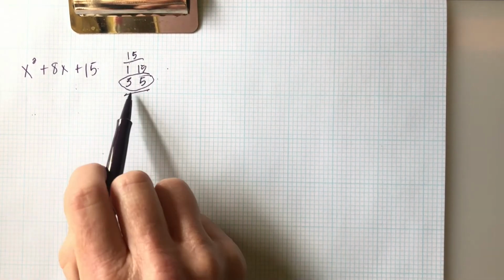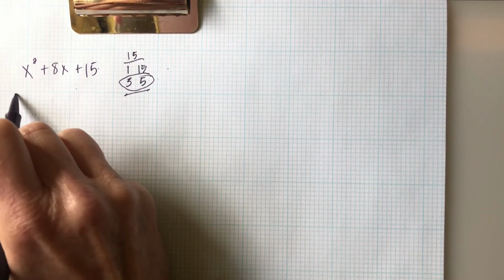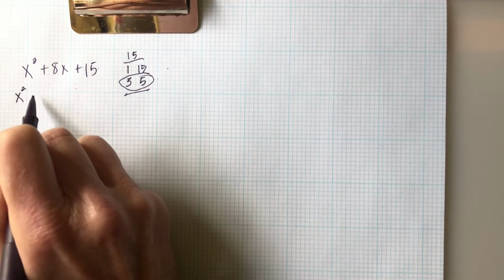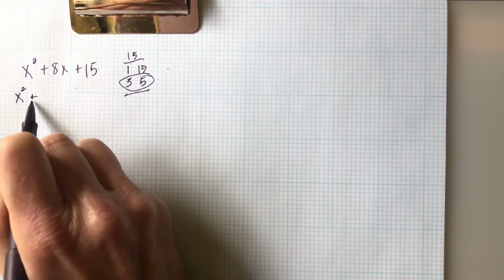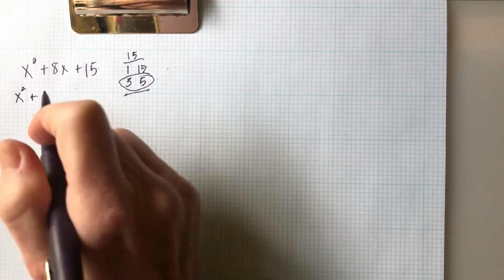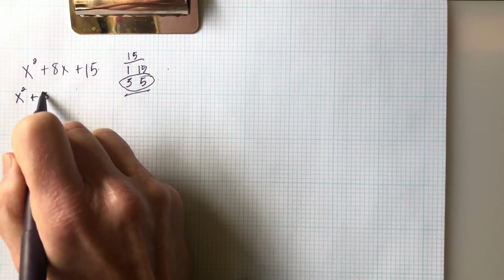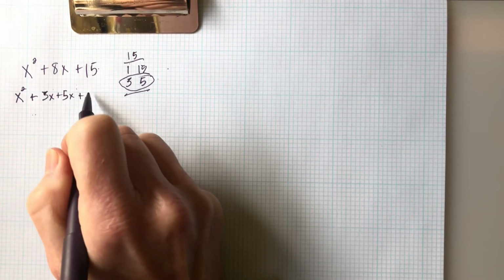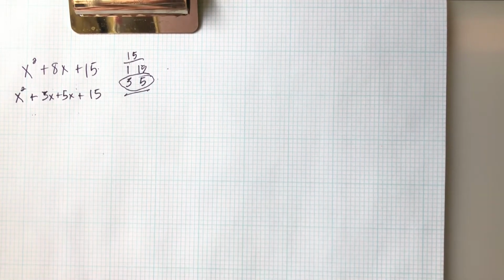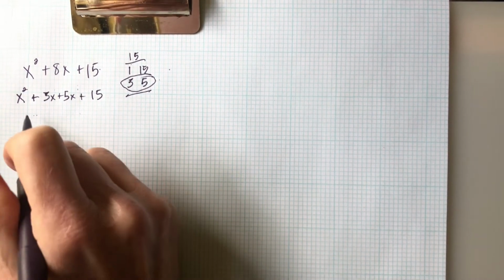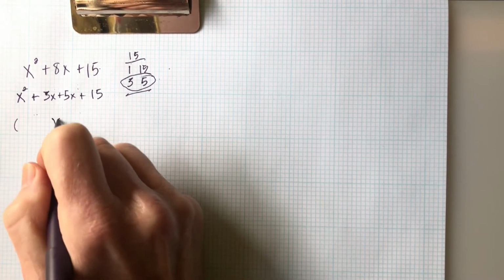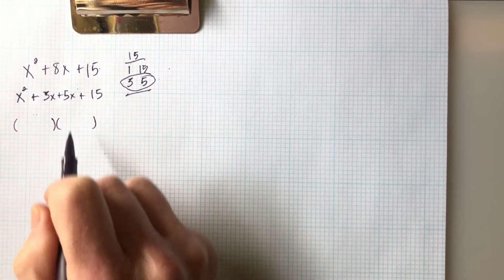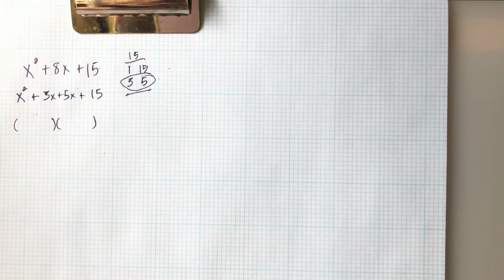And this is how we use the 3 and 5. We rewrite the expression and break up that middle term into 3x plus 5x. And the rest of the expression stays the same. And now we're ready to set up those binomials. That's where all this came from.